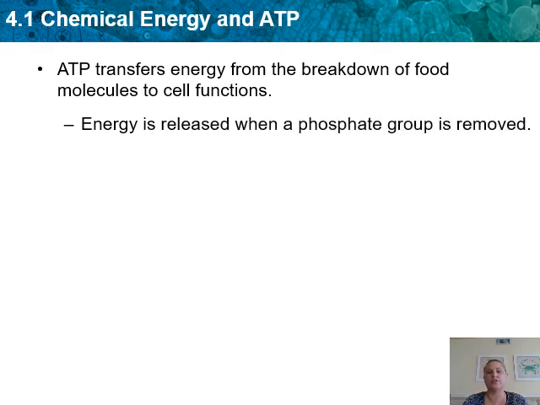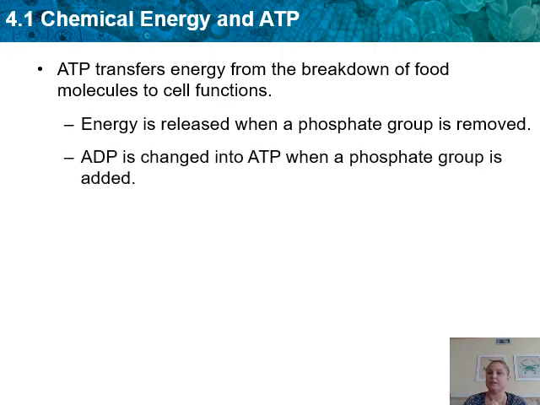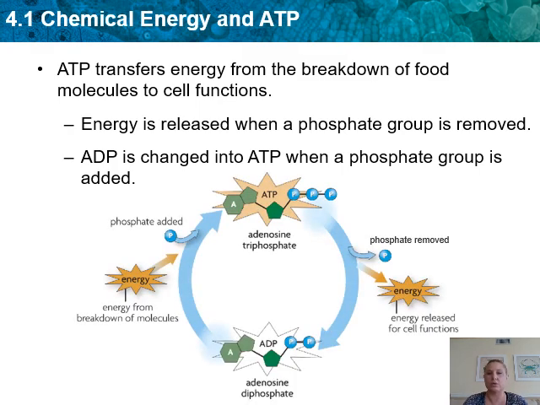So ATP transfers energy from the breakdown of food molecules to cell functions, and energy is released anytime a phosphate group is removed. So when those bonds in ATP, remember T for tri, we started with 3 phosphates. When we use up the energy, it goes down to diphosphate, ADP. We've used up one of the phosphates. Then ADP gets changed back into ATP when we add a phosphate group to it again. Okay, so we have this whole cycle. We have ATP, which is our energy producing molecule, adenosine triphosphate. When we use up the energy, it gets broken down into ADP, D for 2 phosphates. Then when we eat food or something else, we recharge that molecule, turning it back into ATP.